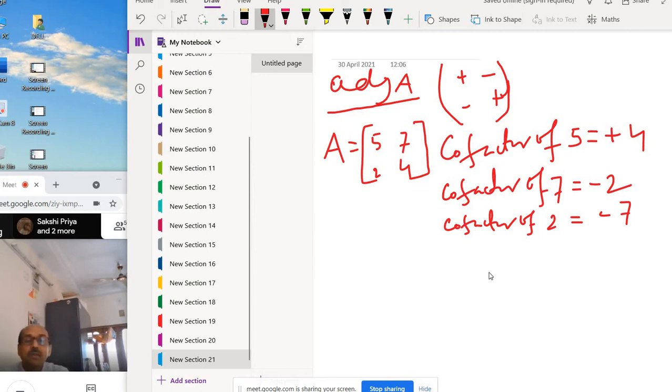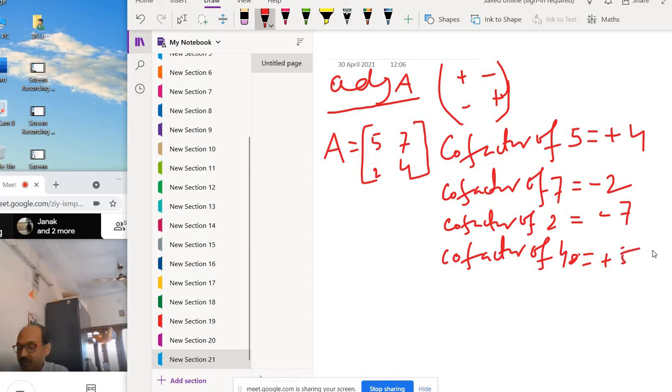Then the cofactor of 4. Deleting the corresponding row and column, 5 is left, and the sign is plus. So plus 5. Okay, so these are the cofactors.